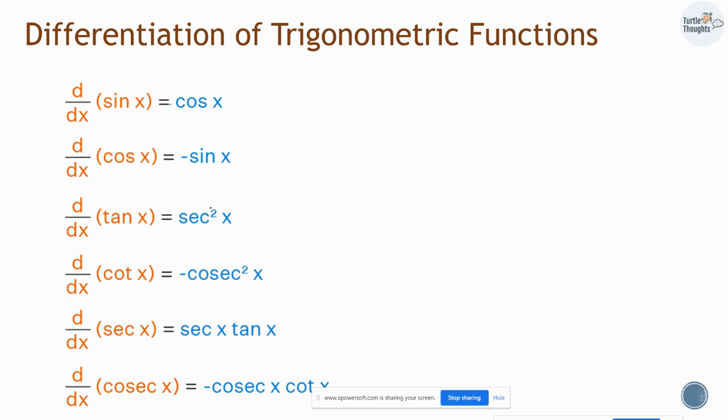The differential of sin x is going to be cos x. The differential of cos x is minus sin x. The differential of tan x is secant square x. The differential of cot x is minus cosecant square x. The differential of secant x is going to be secant x tan x. The differential of cosecant x is going to be minus cosecant x cot x.